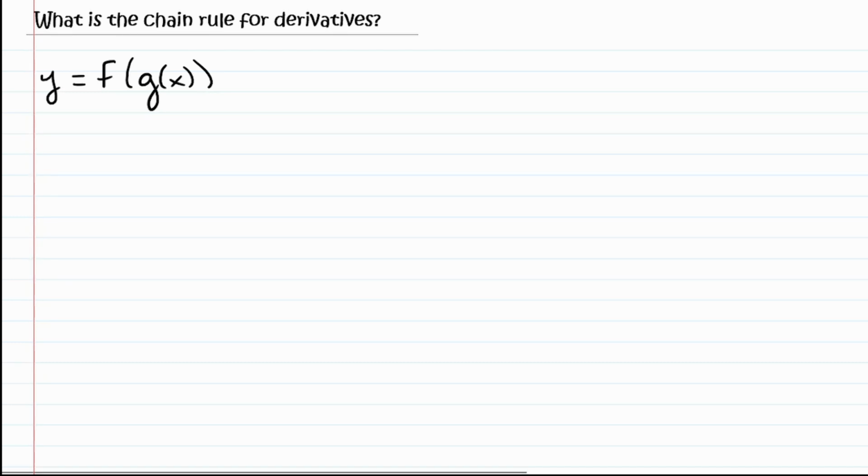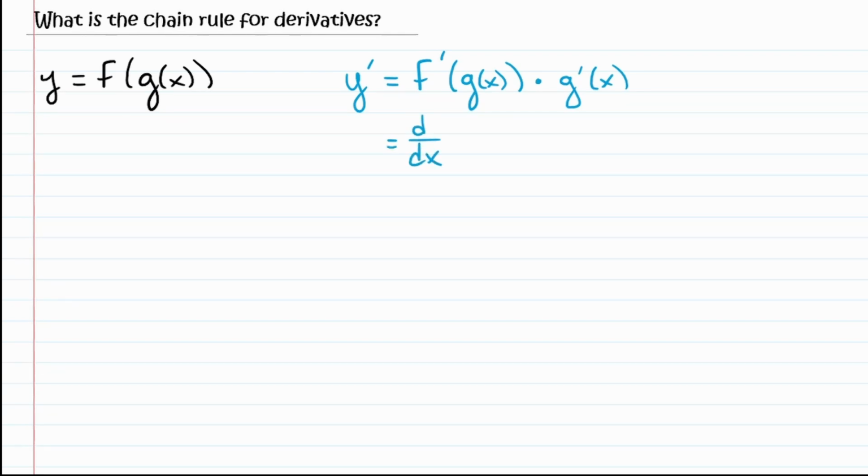The way we denote that is, if we take the derivative of y, first we need to take the derivative of the outside, f, in this case f of g of x. This is just with respect to the outside portion. We'll break down what that means a little more. Then we multiply it by the derivative of the inside function, g of x. Another way to think about it is that we take the derivative of the outside and multiply it by the derivative of the inside.